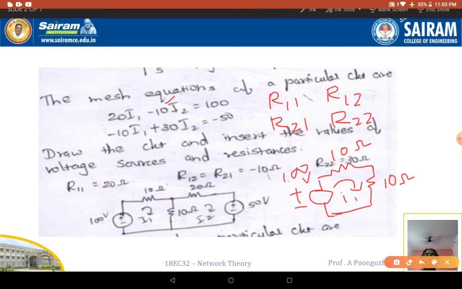Now what we have to do is loop 2. Here we have minus 10 I1, so between 1 and 2, and 2 and 1, we have your 10 I1. Next you have 30, which means the remaining resistance is in the second loop. 10 is over, so the remaining 20 ohms is here. The voltage source is minus 50, so this is negative and this is positive. So I draw this 50 volts here.